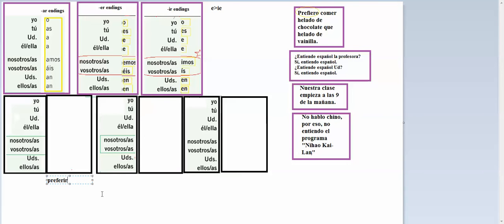Okay, so my first verb is going to be preferir. It's an E to IE stem changer. Let's circle that. This is your ending right here. It's an IR verb. Everything that's before that is your stem. So this is your stem, prefer.